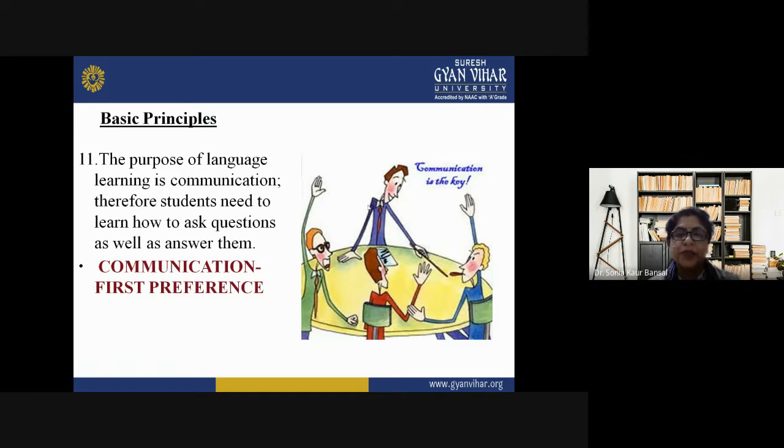Now, the next principle: the purpose of language learning is communication. Communication is the main purpose of language learning. Whatever we are learning is for the sake of communicating with each other. When we are not able to communicate with each other, the purpose of language is not fulfilled, and whatever we have learned is not of use to us. Therefore students need to learn how to ask questions as well as answer them. So communication must be the first preference.